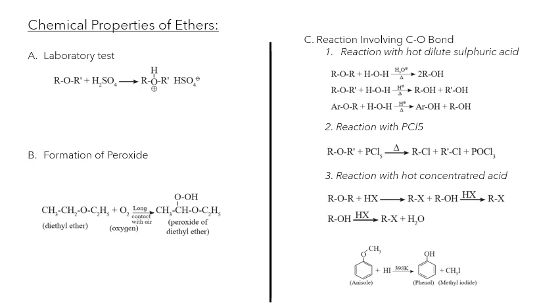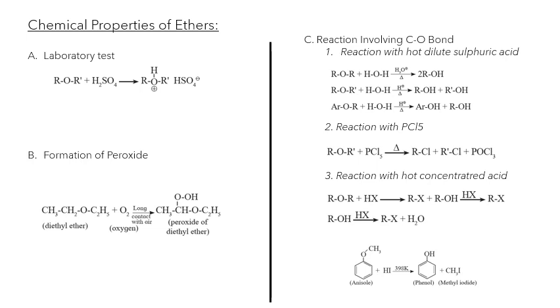Third one, reactions involving the carbon-oxygen bond. First, a reaction with hot dilute sulfuric acid. The reaction is hydrolysis. Ethers when heated with dilute sulfuric acid undergo hydrolysis to give alcohols or phenols. Thus, ROR plus HOH in presence of acid gives ROH. Reaction with PCl5. Ethers react with PCl5 to give alkyl chlorides. Thus, ROR plus PCl5 on heating gives RCl plus RCl plus POCl3.